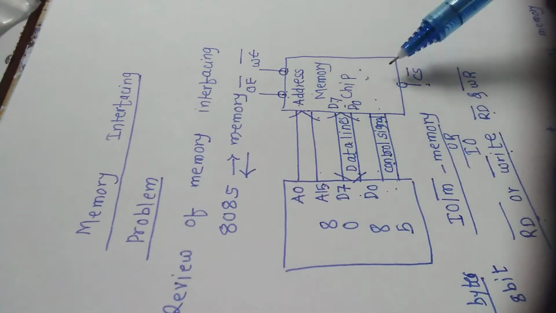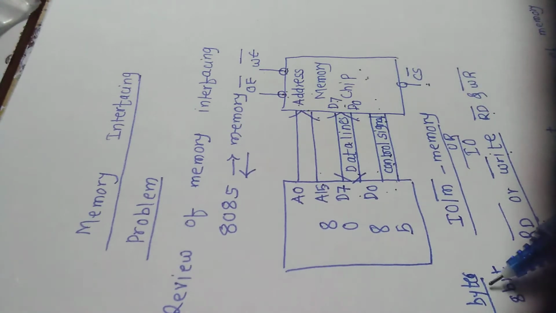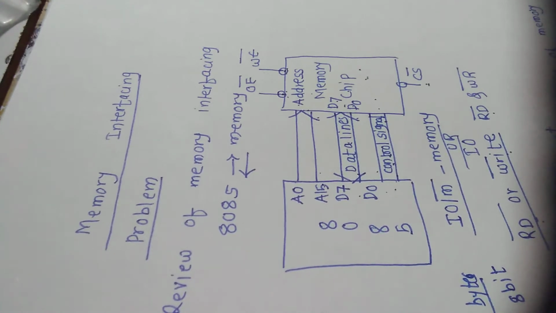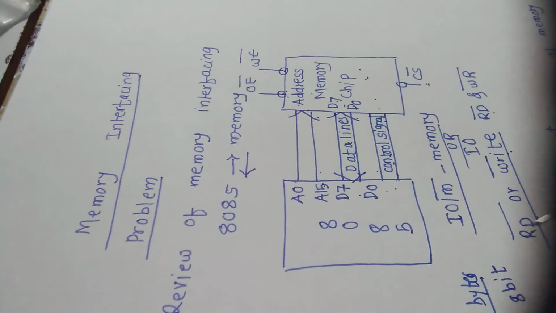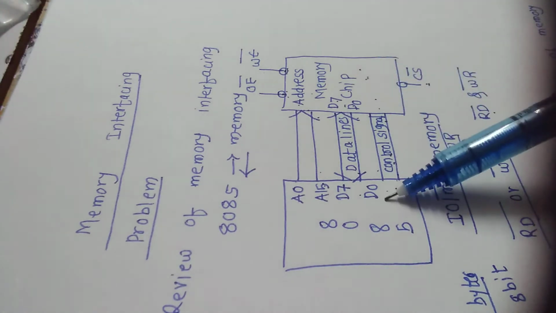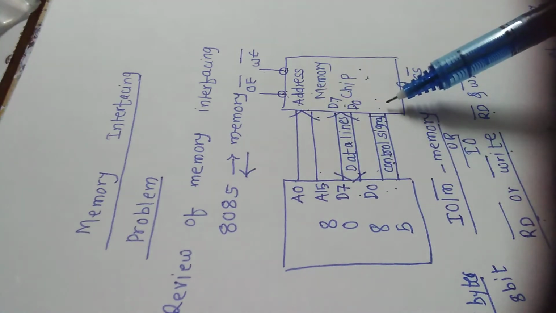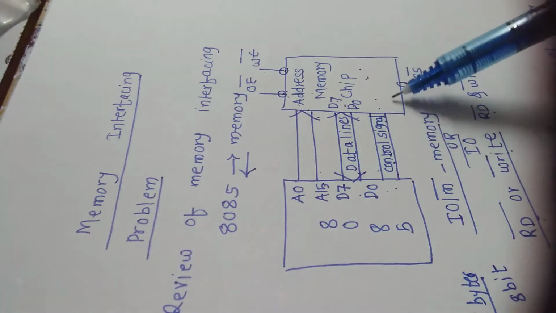What is a memory chip? A memory chip is nothing but a group of registers. Suppose a 1 kilobyte memory chip is there, which means 1024 memory locations are there, and since it is byte, a register is of 8 bits. Now to interface a memory chip with 8085, I need address lines to address registers or memory locations.